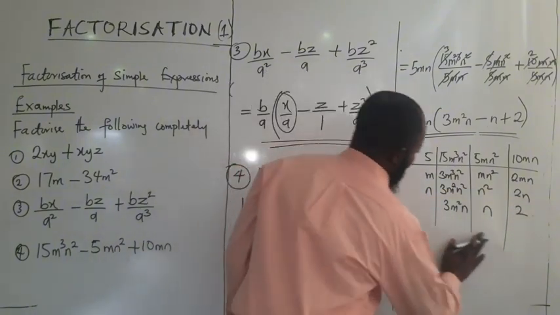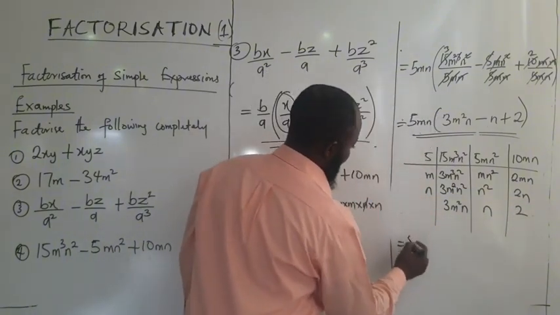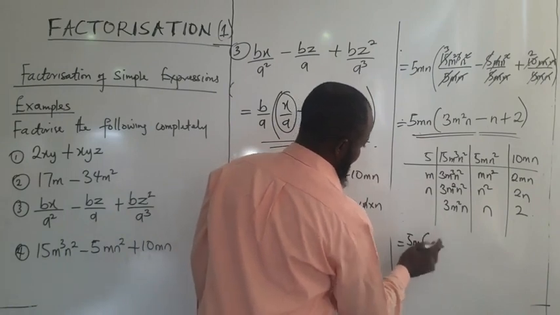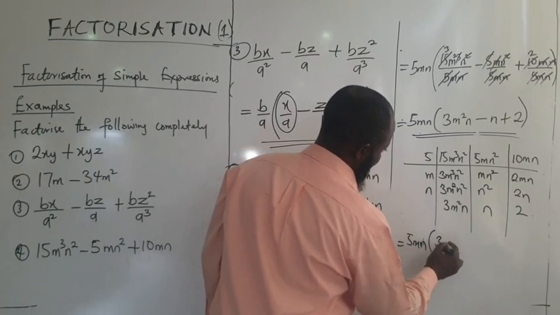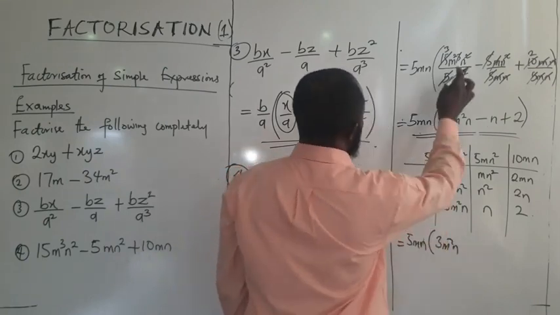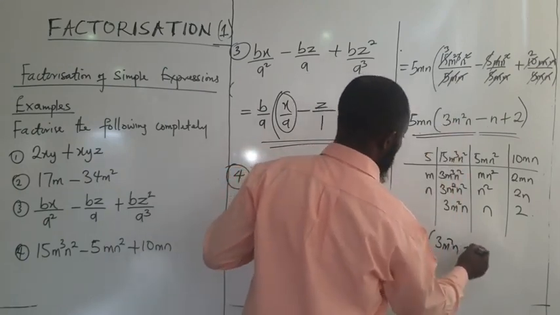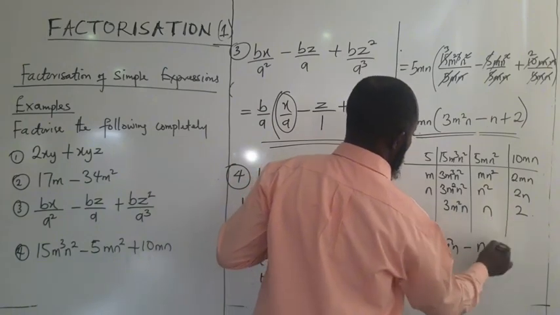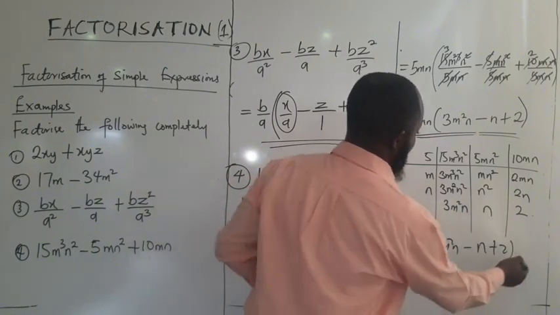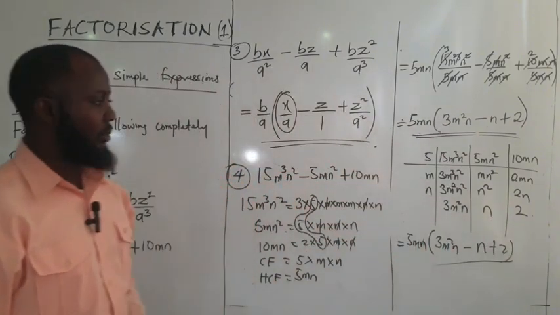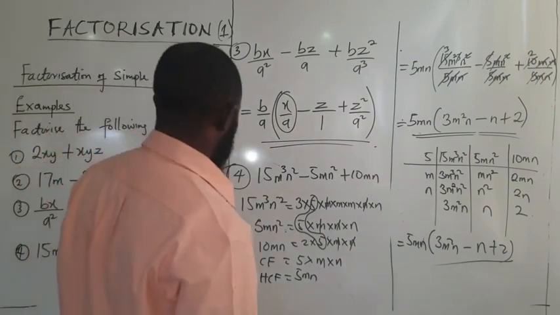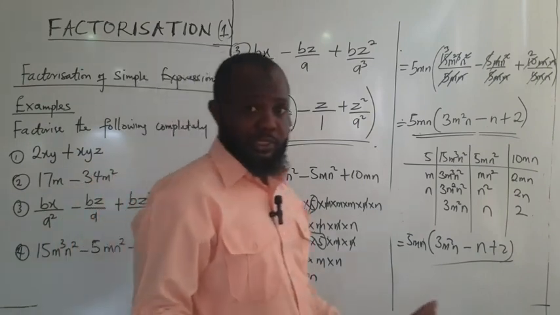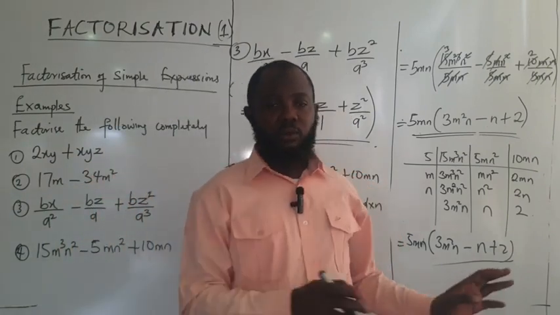So the HCF will be what? 5mn. Then what is left is 3m squared n minus n plus 2. We have the same thing in the bracket. So that is how to solve that. And now we've solved everything. So this is the end of this video. This is where we're going to stop.